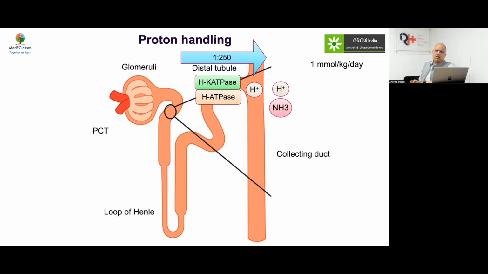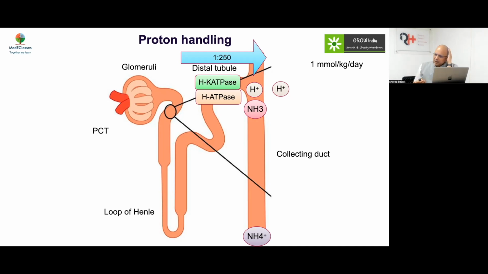So what the body does in this scenario is to produce ammonia, and this renal ammonia reacts with the proton to produce ammonium ion, NH4+, which is the one that takes the proton along with it. So any condition in which your ammonia production is defective, you will not be able to acidify, and this will result in decreased proton loss, and you will have an issue in terms of proton excretion.